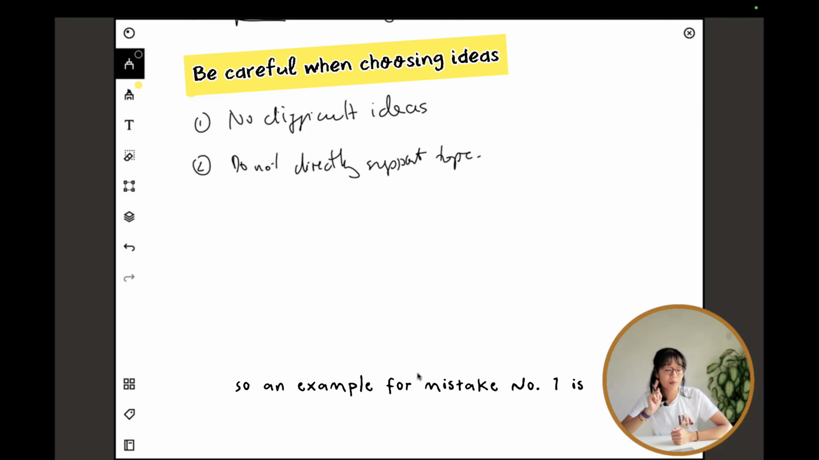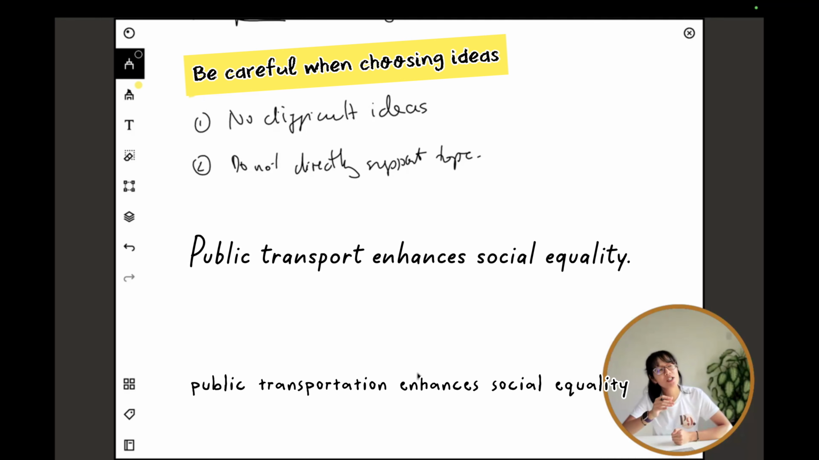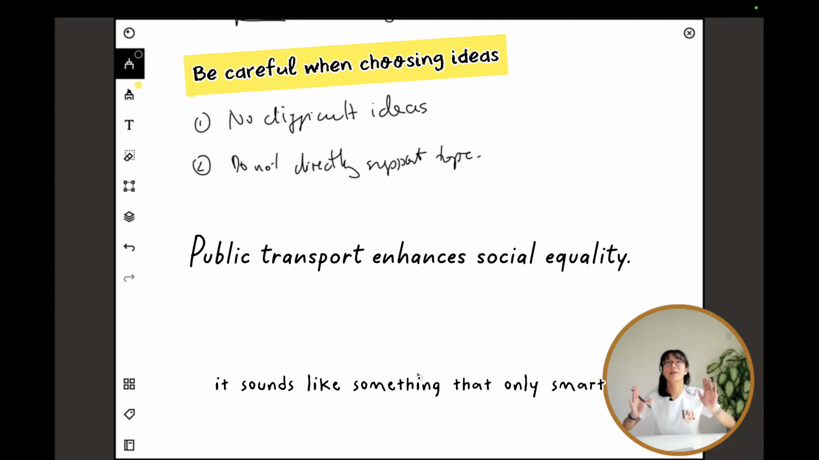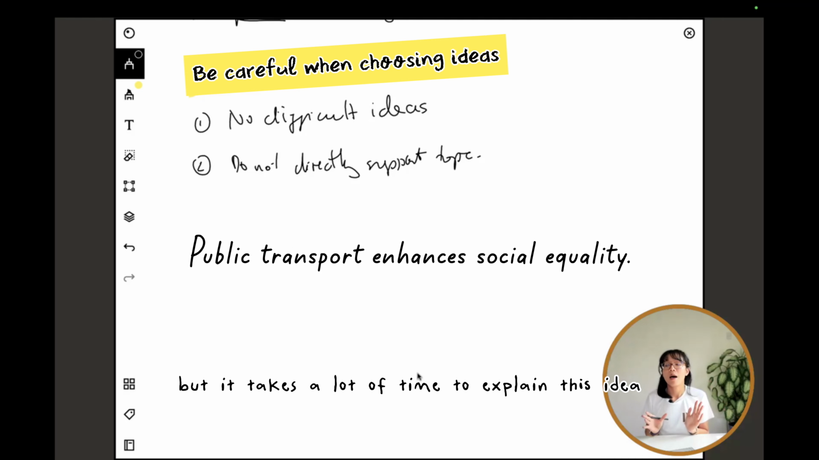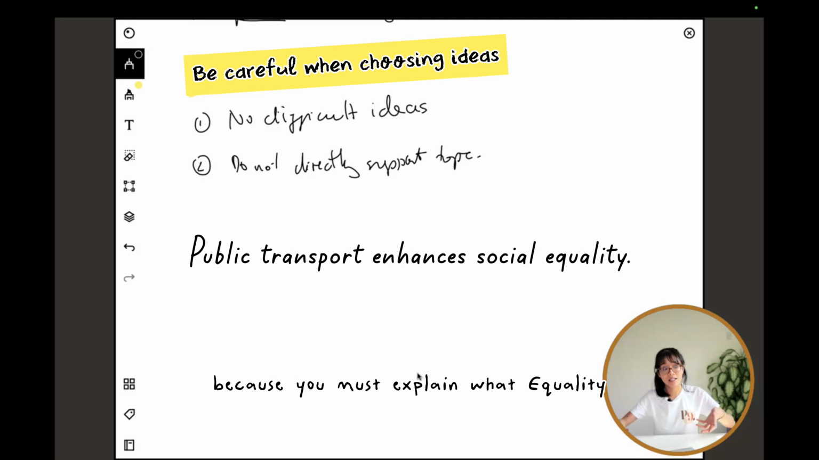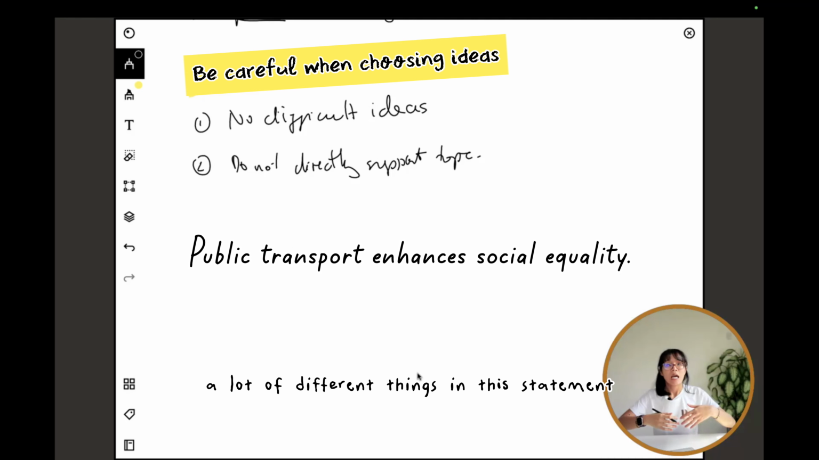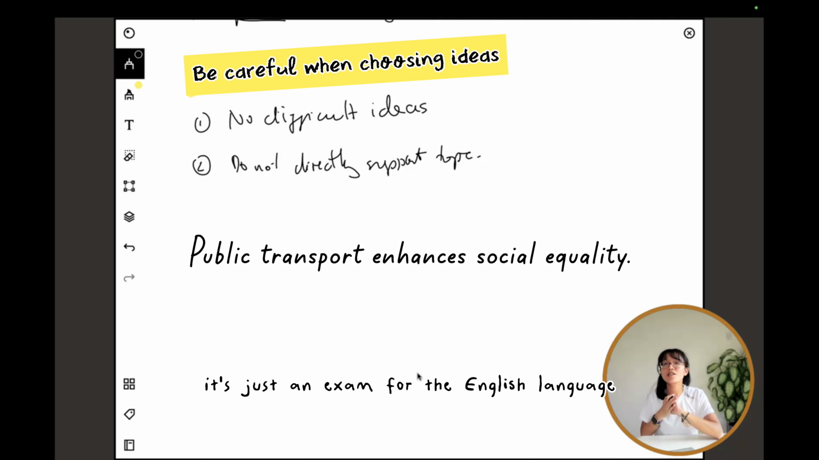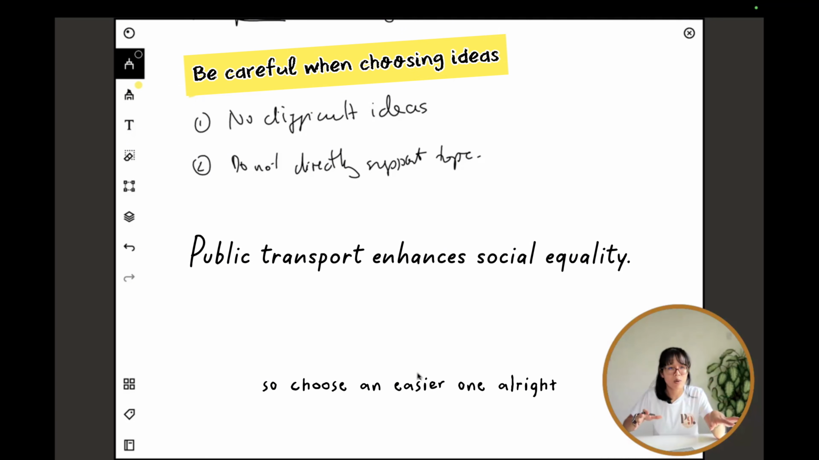So an example for mistake number one is "public transportation enhances social equality." Now, it sounds really smart. It sounds like something that only smart people think about. But it takes a lot of time to explain this idea because you must explain what equality you mean, a lot of different things in this statement. So drop it, okay? This is not the game to show how intelligent we are. It's just an exam for the English language. So choose an easier one, all right?